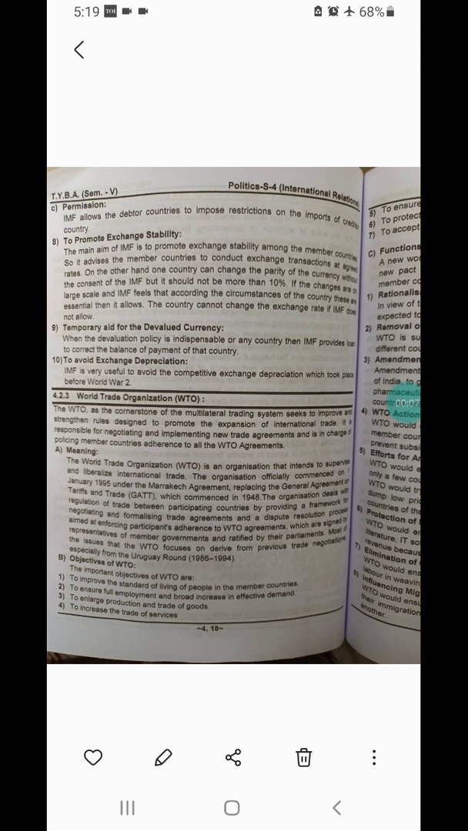In the last lecture, we were studying the IMF, right? We studied some of the structure of the IMF. In that, we studied the Board of Governors and the Ministerial Committee. Then we studied the Executive Board.